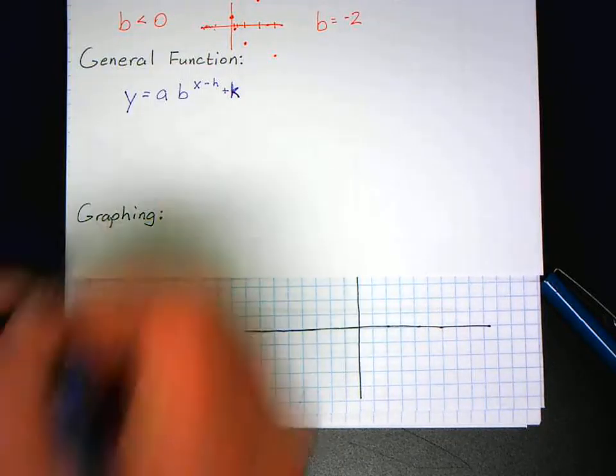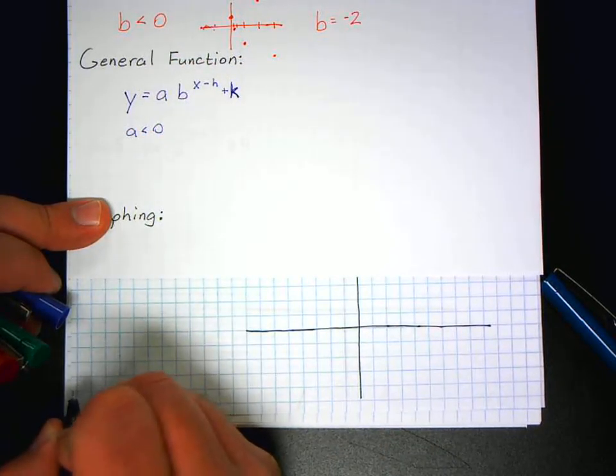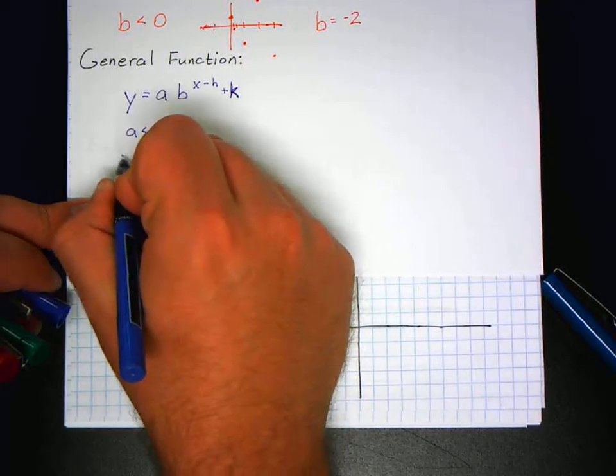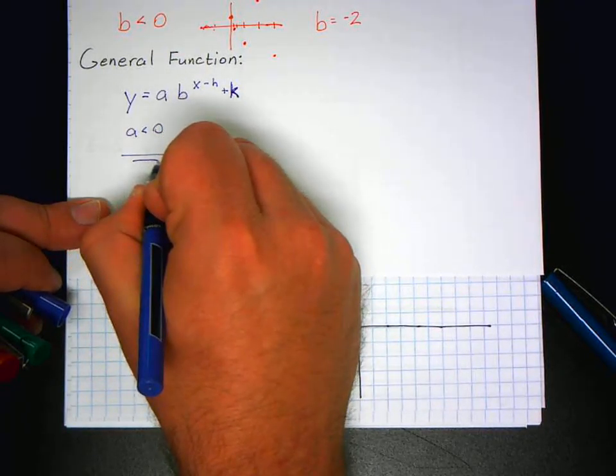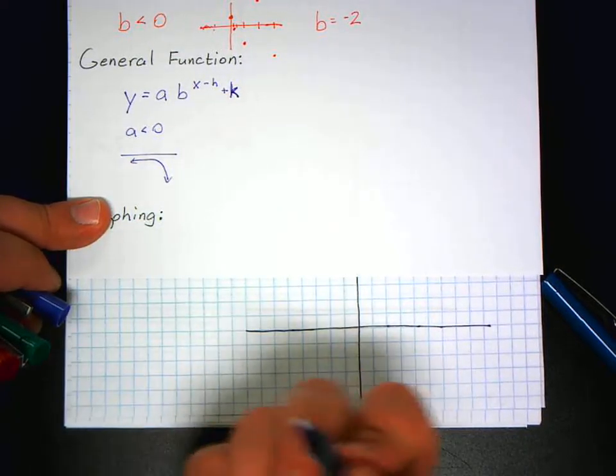If A is negative, then that is what flips us over the axis. So, we have a sad face that had a stroke now.